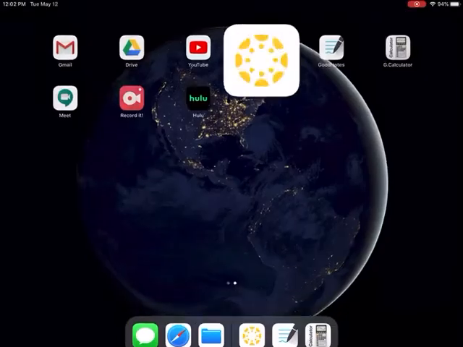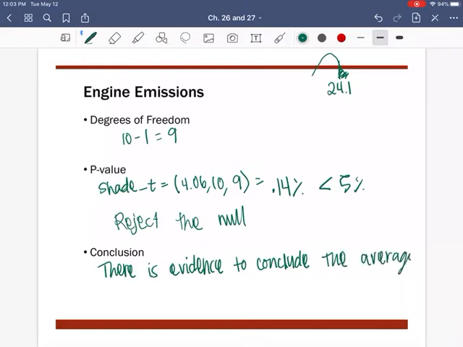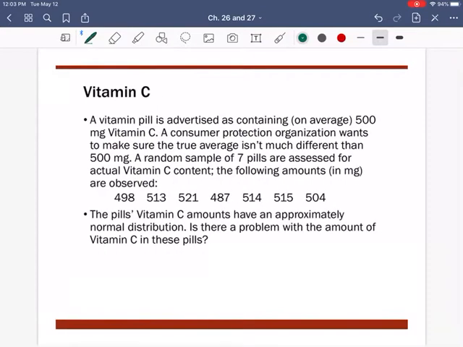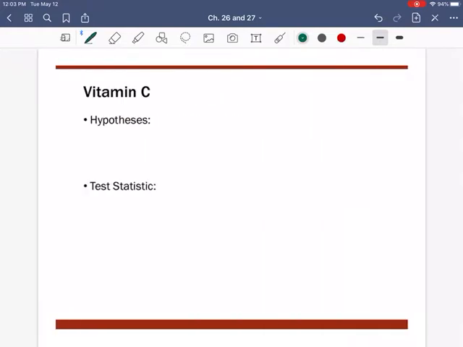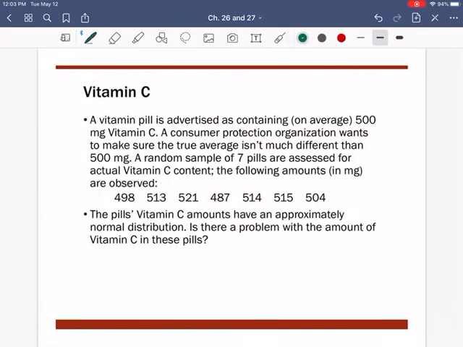If you look at our cheat sheet here, we see that. So we're going to write, there is evidence to conclude the average is greater than, because that's what we got. 24.1 is greater than 20. Okay, and that's our t-test. It's basically the same as a z-test, except you're using shade T and SD plus.